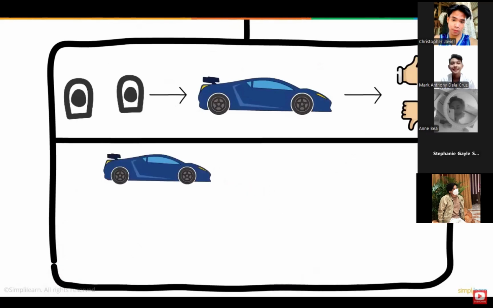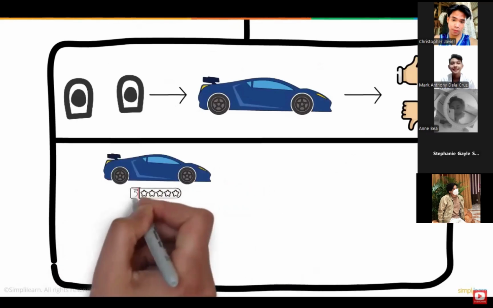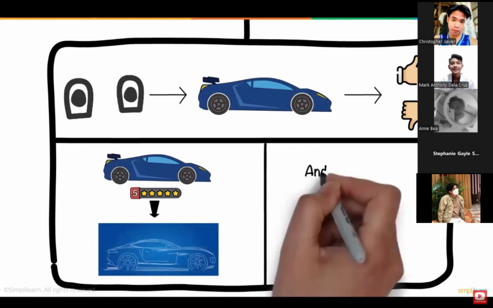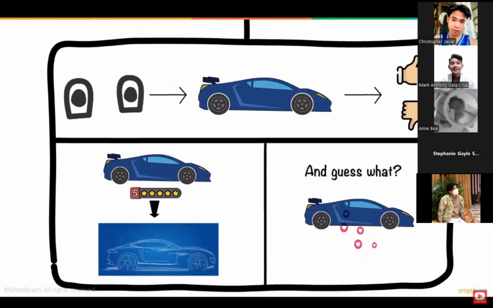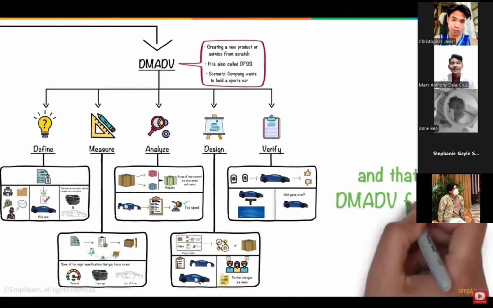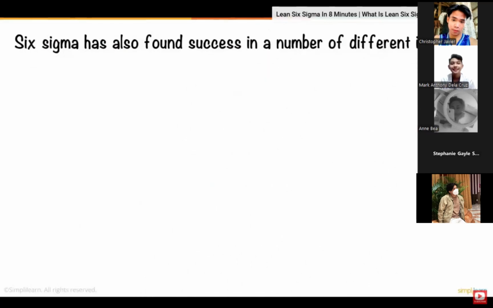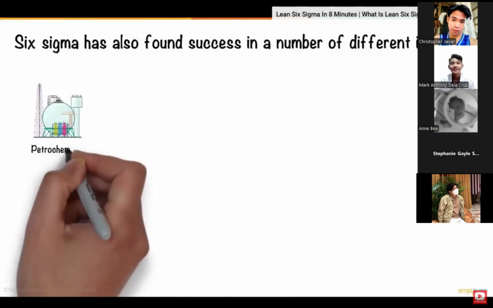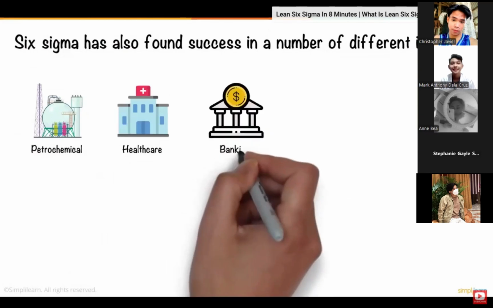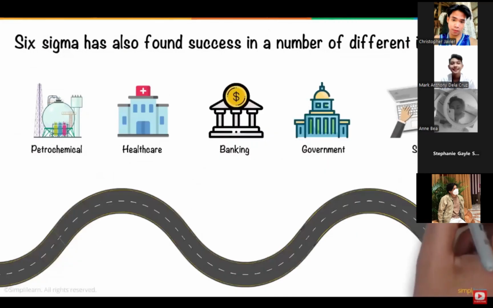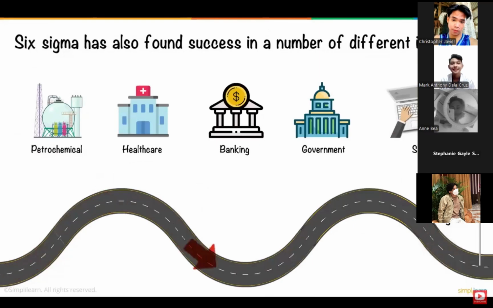Once you launch your brand new sports car, you collect customer feedback and incorporate it into future designs. And guess what? Your customers are loving the new design. And that is DMADV for you. Six Sigma has also found success in a number of different industries. The petrochemical, healthcare, banking, government, and software are some of the industries that have utilized the concepts of Six Sigma to achieve their business goals.